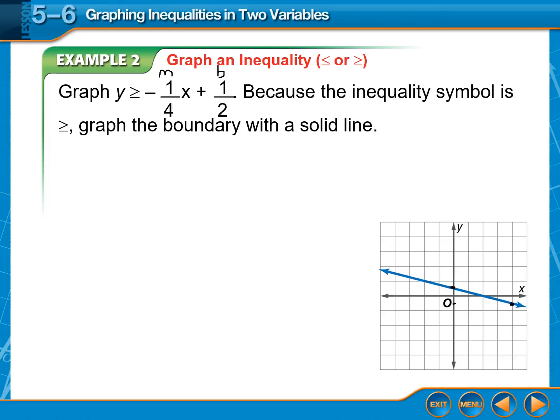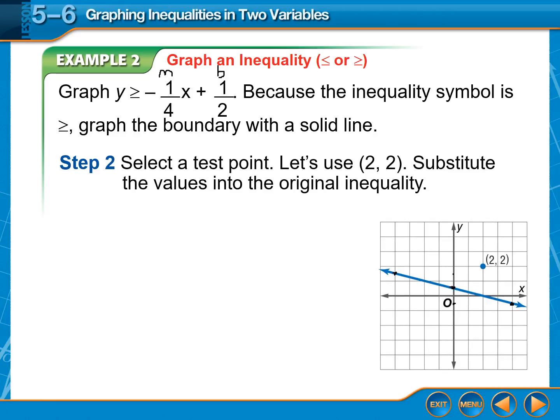Okay. I could go the opposite way. If I went up 1, then I would go to the left 4. 1, 2, 3, 4. Okay. And then I connect those points in a straight line. So this graph, this line here, shows me that y is negative 1/4 x plus 1/2, and we use, again, a solid line because the inequality is greater than or equal to.